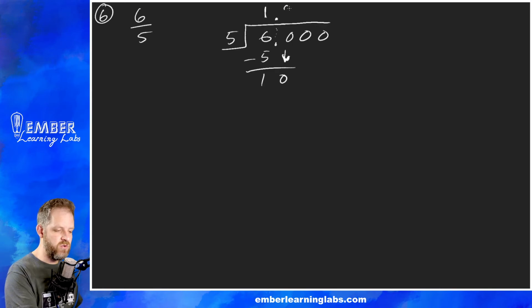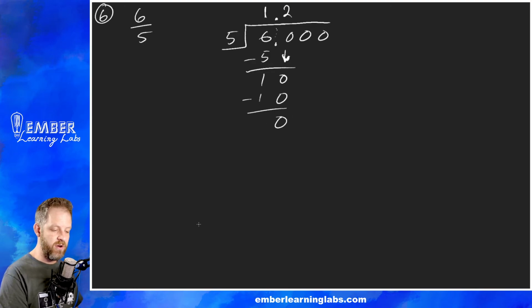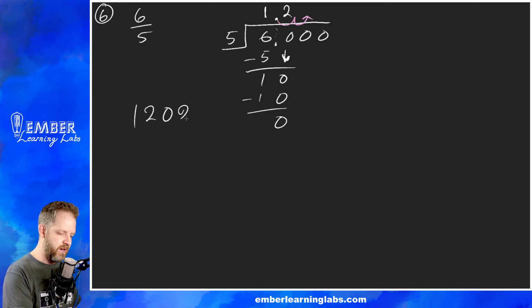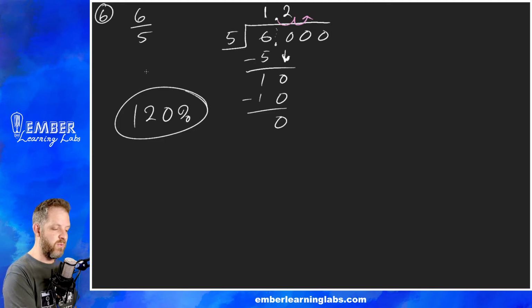5 goes into 10 twice, right? 2 times 5 is 10. Subtract it. Get 0. We're finished. Now we just need to move that decimal place over once, twice. Now you'll notice this number, 6/5, is greater than 1, and our percentage is 120%. So it's because it's greater than 1, we expect more than 100%.